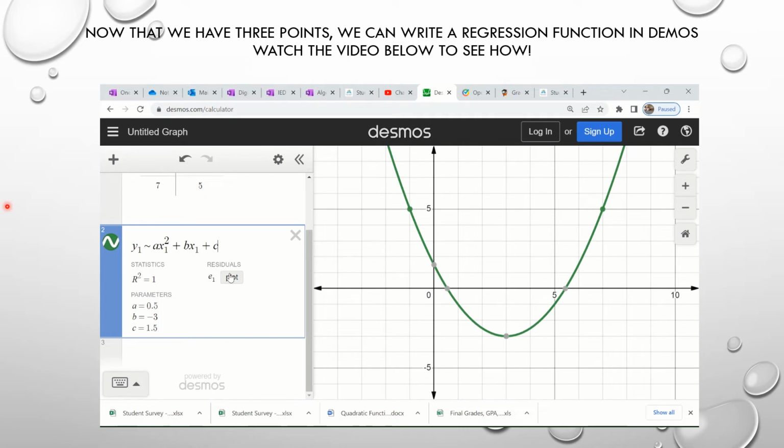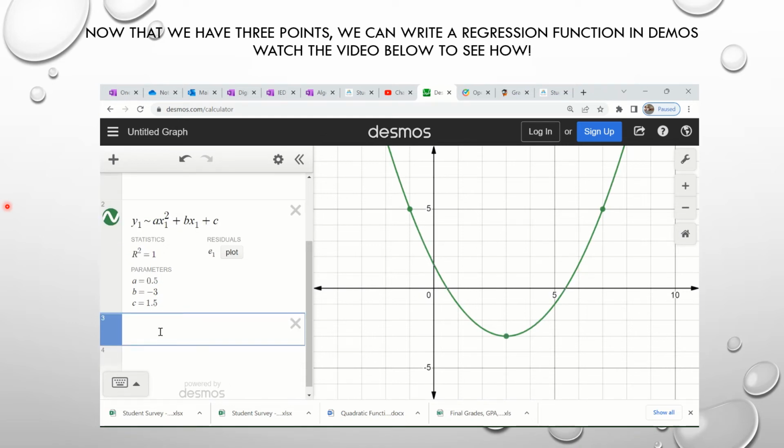Now, what's really cool about Desmos is that you're not restricted to just standard form. You can do your regression in other forms as well. So, down here in line 3, we will do a regression from vertex form. Okay, and if you look at the parabola over here, we can see where the vertex is. So hopefully our regression will corroborate that.